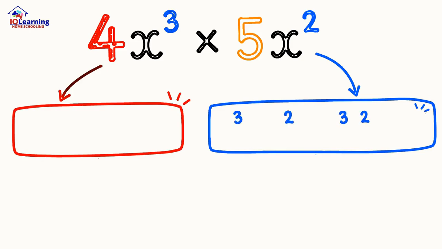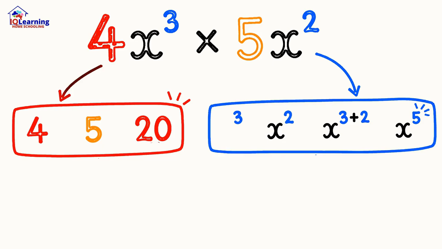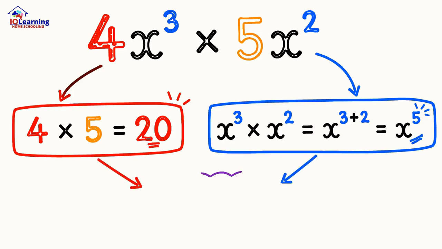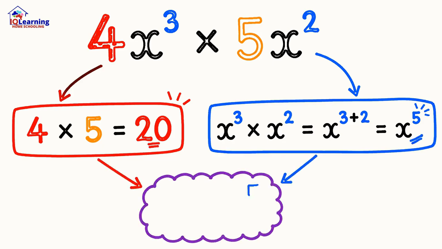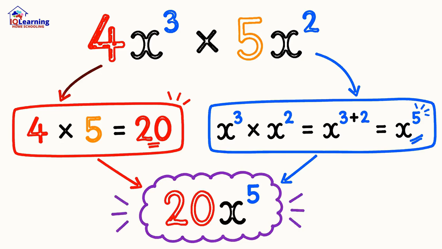But for the indices, you apply the index law, x to the power of 3 plus 2. The result: 20x to the power of 5. Normal math for the big numbers, index laws for the small.